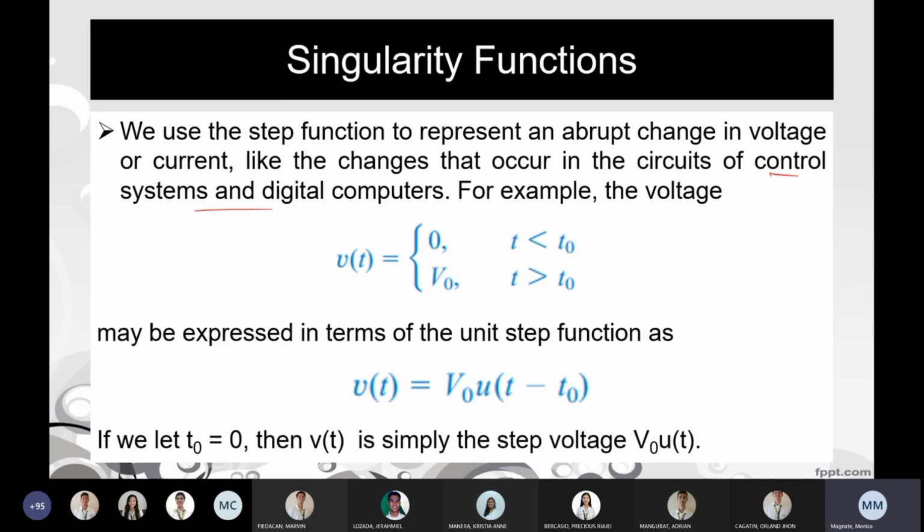Pag naman t is greater than or equal to t sub 0, mag-equal naman siya sa v sub 0. This may be expressed in terms of the unit step function, v of t is equal to v sub 0 u of t minus t sub 0. If we let t sub 0 is equal to 0, then v of t is simply the step voltage, v sub 0 u of t. Kung wala siyang delay or advance, ito lang yung function niya.